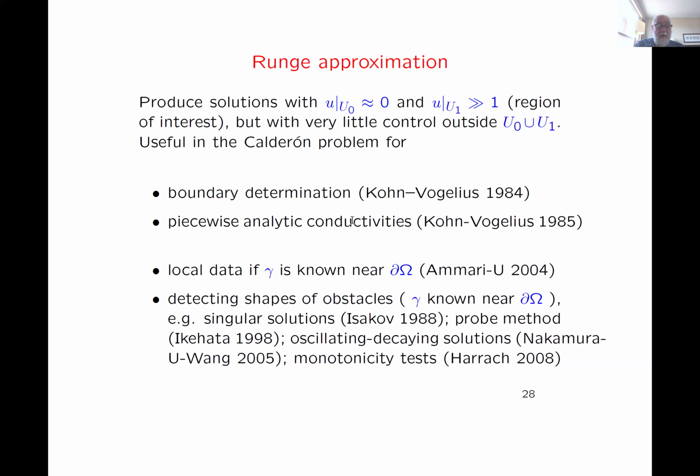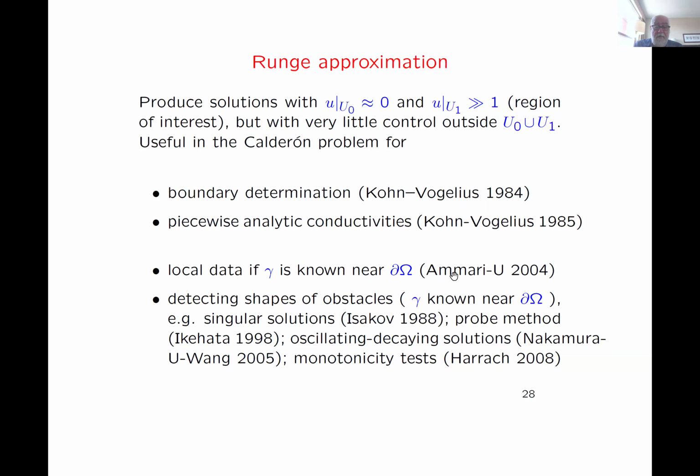for boundary determination. Kohn-Vogelius was one of the first results. They prove that you can recover from the Dirichlet to Neumann map all the derivatives of the conductivity at the boundary, and they use this method, and in particular for piecewise analytic conductivities. They show uniqueness for piecewise analytic conductivities using the Runge approximation.